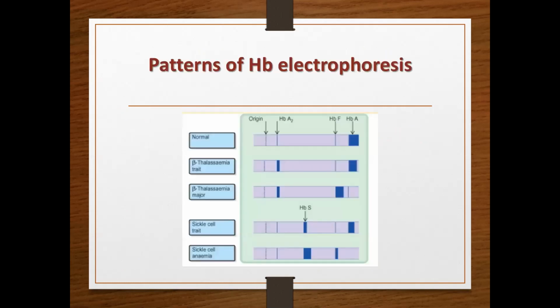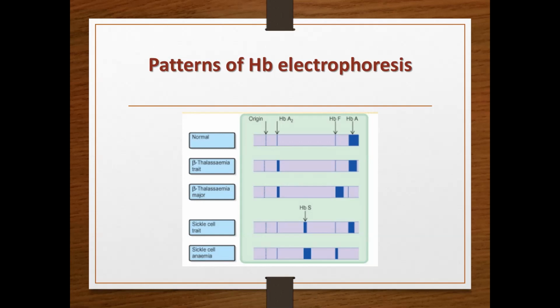In this picture, you see the electrophoretic mobility of different types of hemoglobin in the hemoglobin electrophoresis machine. In normal hemoglobin, there is a prominent hemoglobin A with a small amount of hemoglobin A2 and F. In beta thalassemia trait, there is decrease in hemoglobin A with increase in hemoglobin A2 to more than 4%, as we mentioned in the previous lecture.